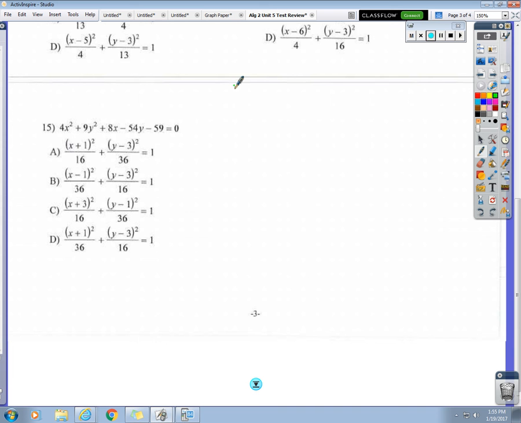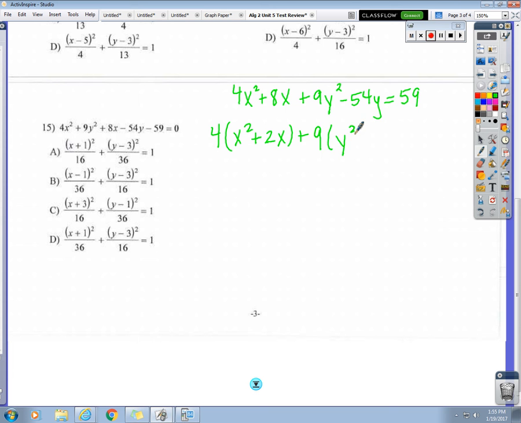First we group, so it'll be 4x squared plus 8x plus 9y squared minus 54y equals positive 59. Because that negative 59 has to be added to the other side. Now I'm going to factor out the 4 and the 9. So 4 times x squared plus 2x. And now I'm going to factor out the 9. Y squared minus 6y equals 59.